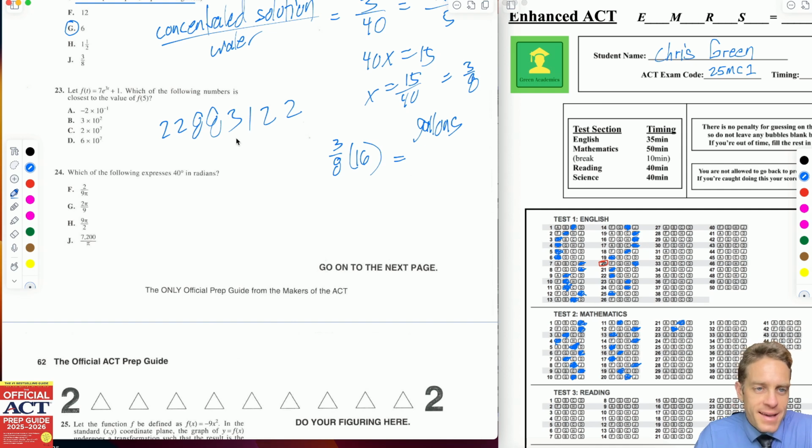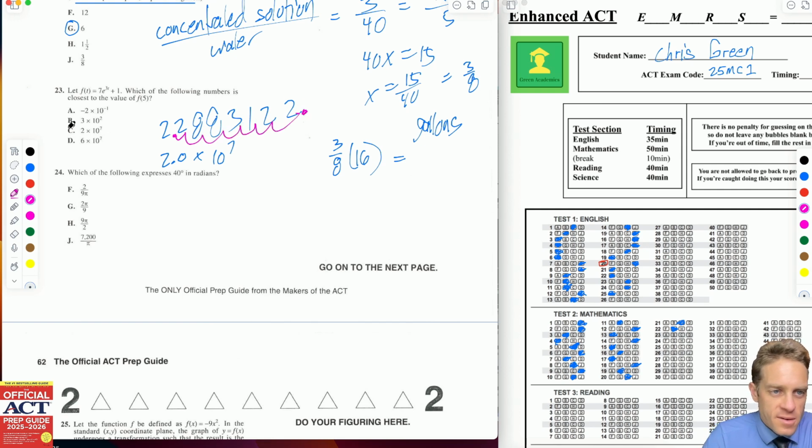22883122 in scientific. Well, it has to just be C as in cat, but you can say why it's C as in cat. So 2.0 times 10 to the 7 is shifting the decimal spot 7 times. So from here, 1, 2, 3, 4, 5, 6, 7 gets you to this number.